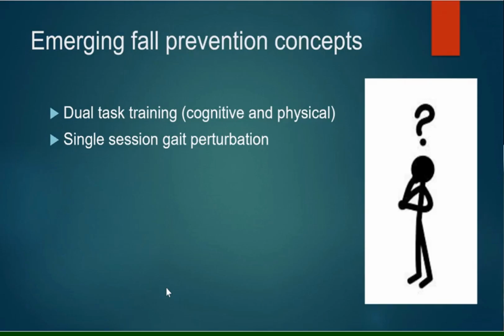aging, the spinal reflex for postural balance deteriorates and needs to be stimulated. I don't know whether it's disuse atrophy or what the mechanism is, but it's been demonstrated that dual task training does significantly improve postural balance and responding to perturbations in gait. And then the second one is listed here as what we call single session gait perturbation, and I'll show you how people are thinking about that.